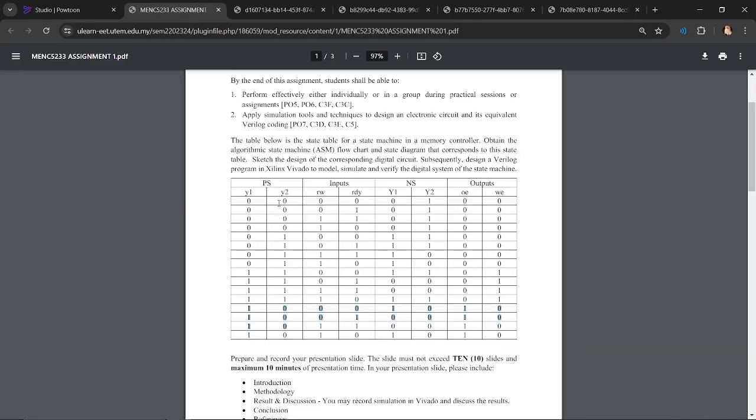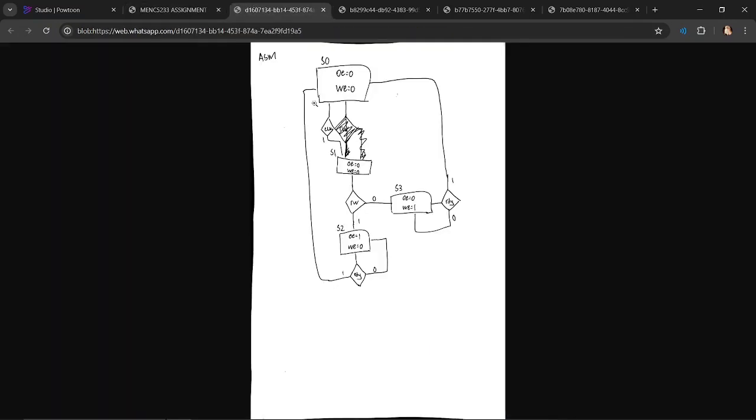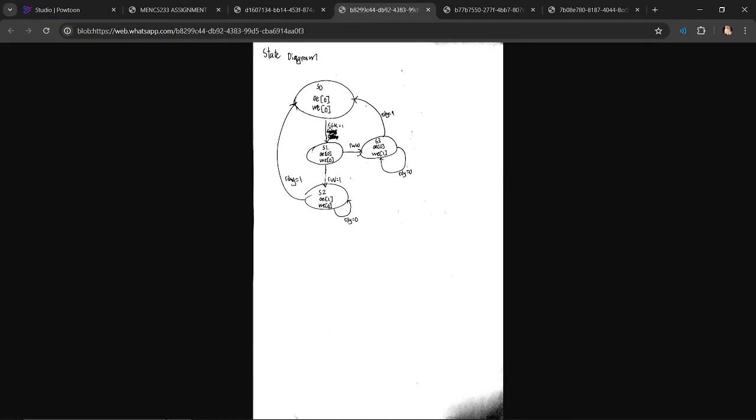So 0,0 will go to 0,1 no matter what, whatever the input is, whatever RW is, whatever RDY is. So these are all don't care. When the clock engages, if the previous state is S0, it will always go to S1. My ASM here is, this one is CLK clock. When you are at S0, whenever the clock is engaged, it will always go to S1. That is the only criteria. Same as over here. When clock is 1, it goes to S1.